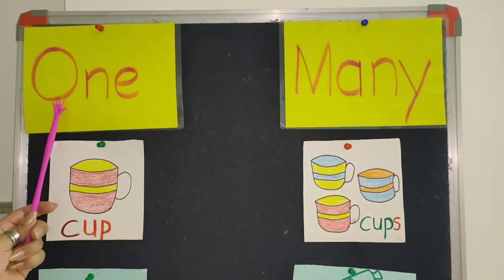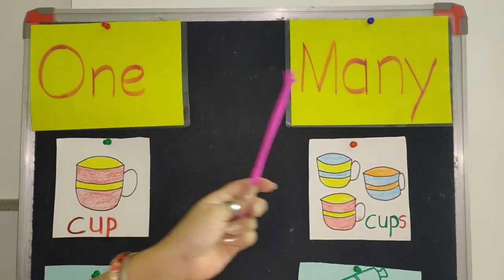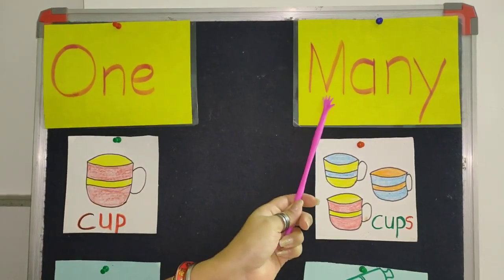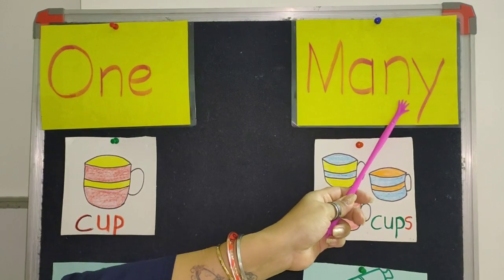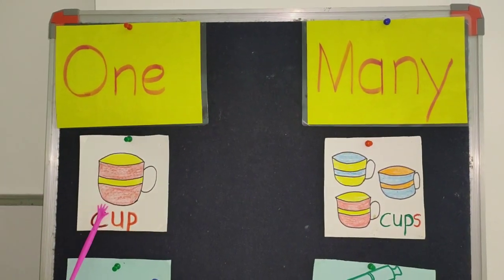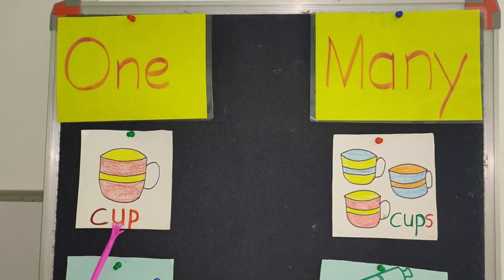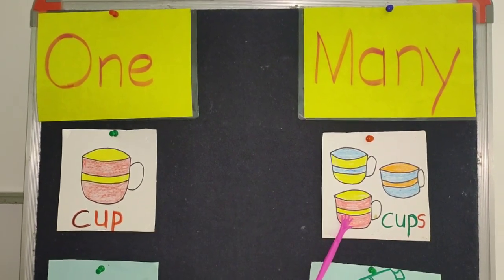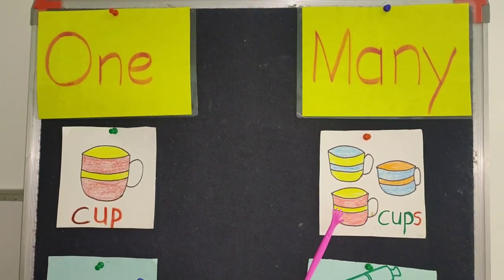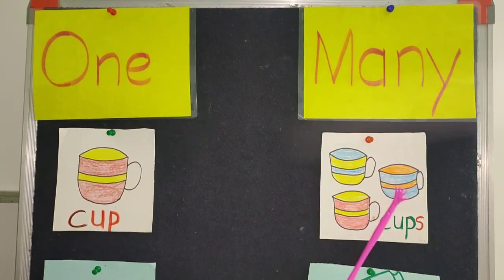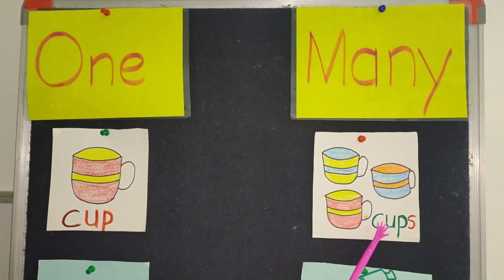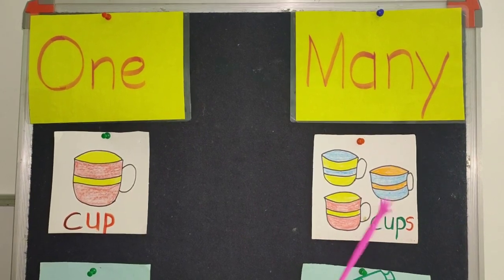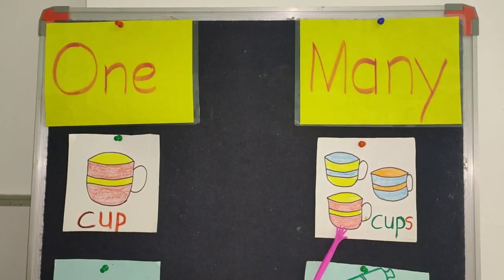So children, here I have some pictures of one and many. O-N-E, one. M-A-N-Y, many. For example, what is this? Cup. C-U-P, cup. One cup. And when we have more than one cup, we say cups. Let's see how many do we have? 1, 2 and 3 cups. So C-U-P-S. We add an S when we are talking about more than one object.